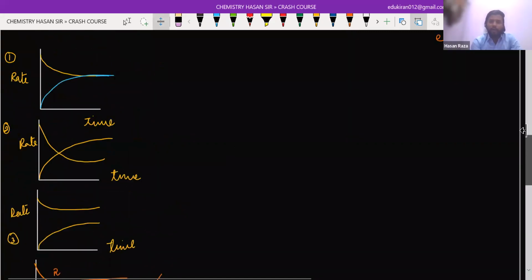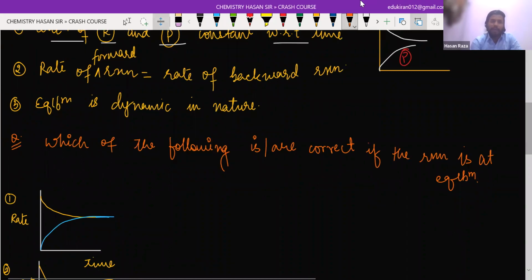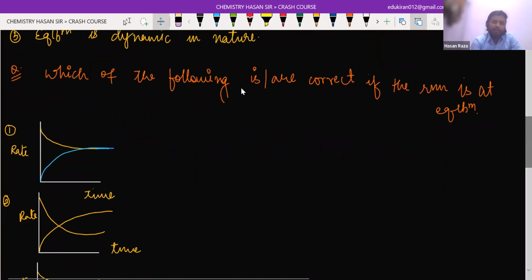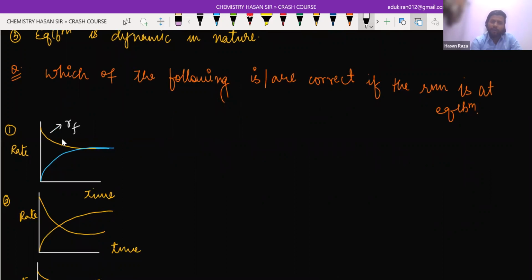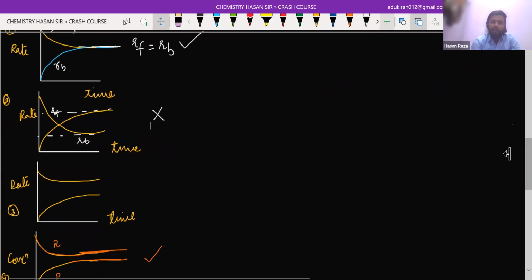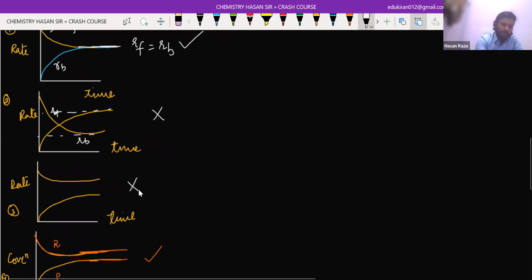Now come to the rate. What about rate? I have written a point about rate, that is, at equilibrium, the rate of forward reaction should be equal to the rate of backward reaction. You can see this is the rate of forward because it is going from reactant to product, and this is the rate of backward. In this case only, the rate of forward becomes equal to the rate of backward after some time. That means it is correct. But in this, this is your rate of forward and this is your rate of backward, which have different values. It doesn't become equal. That's why this is wrong. Also, if you check this part, this is also wrong. Is that clear?